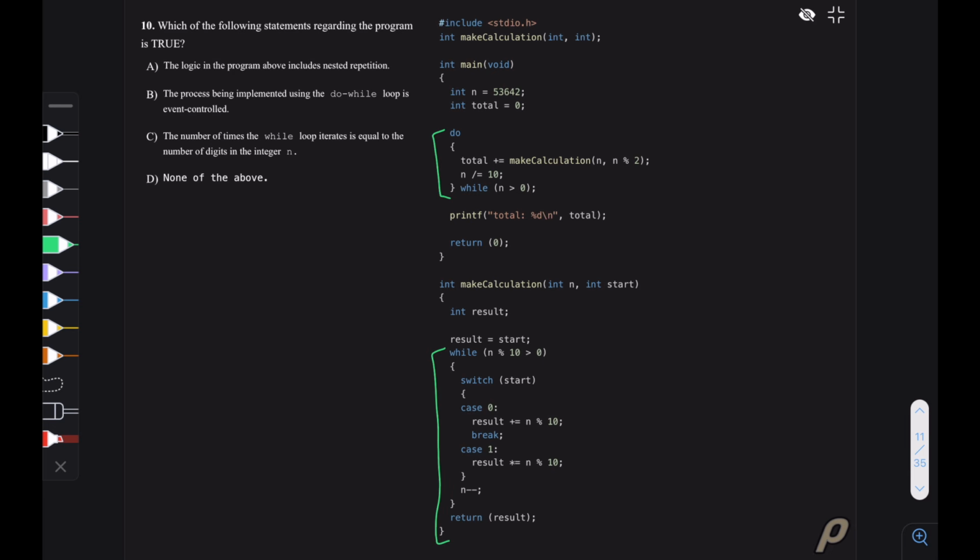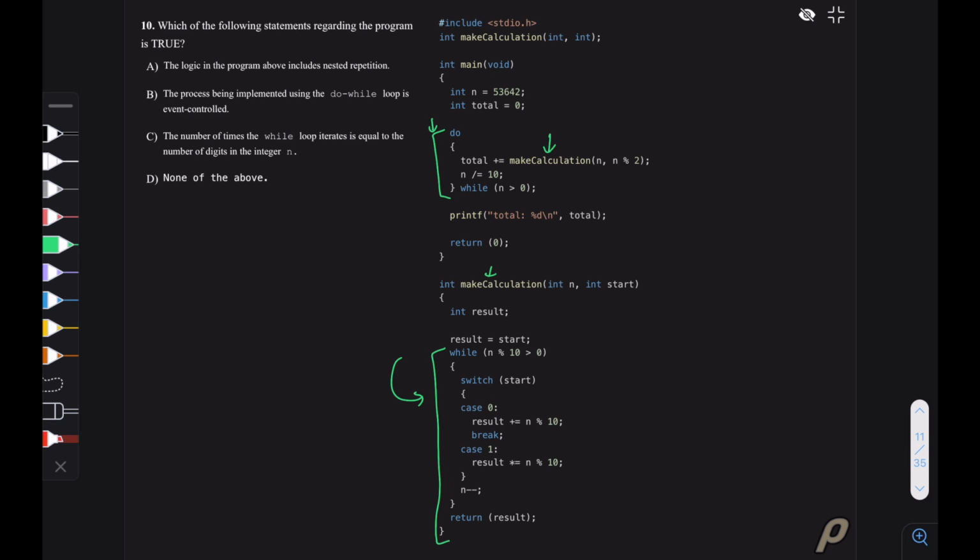So we have repetition here. And it may not look like we have nested repetition, but we actually do, because we call this make calculation function, and as we said, in this make calculation function we have this while loop inside of it. So effectively we're doing a while loop inside of this do while loop, so therefore we have nested repetition, because we have a repetition structure inside of another repetition structure.